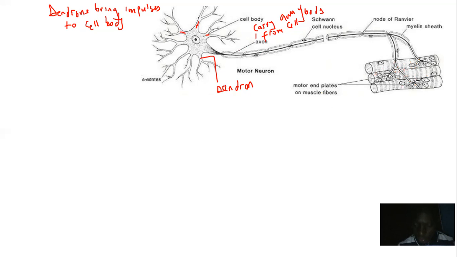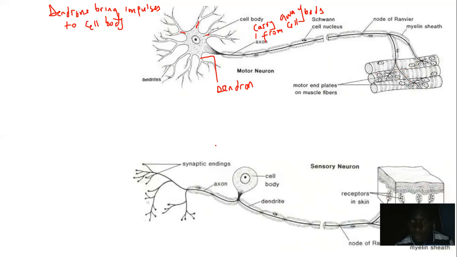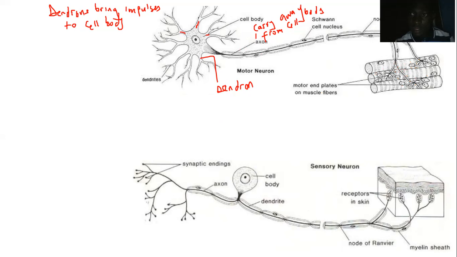Okay. Then next, we could also think about the sensory neuron. Now, with the sensory neuron, you can see that it has a cell body. Now, I don't know whether you can relate with what I told you, that dendrons bring impulses to the cell body.